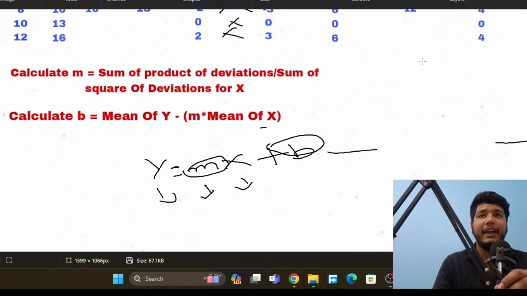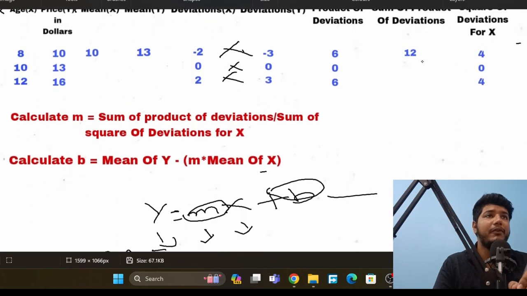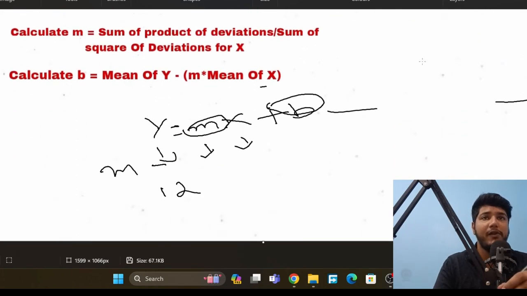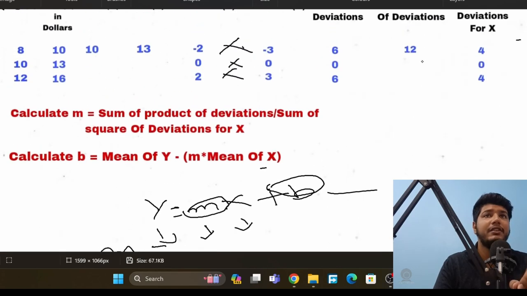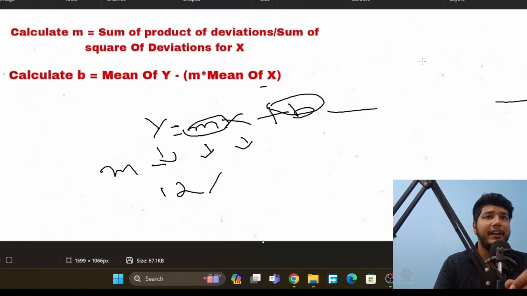In order to calculate m, this is the formula: sum of product of deviations divided by sum of square of deviation for x. So what is the sum of product of deviation? Let's look. Sum of product of deviation is equal to 12, divided by 8, which is the sum of square of deviation for x. So we add it all here, and the value is 8. When we divide it, we get 1.5.